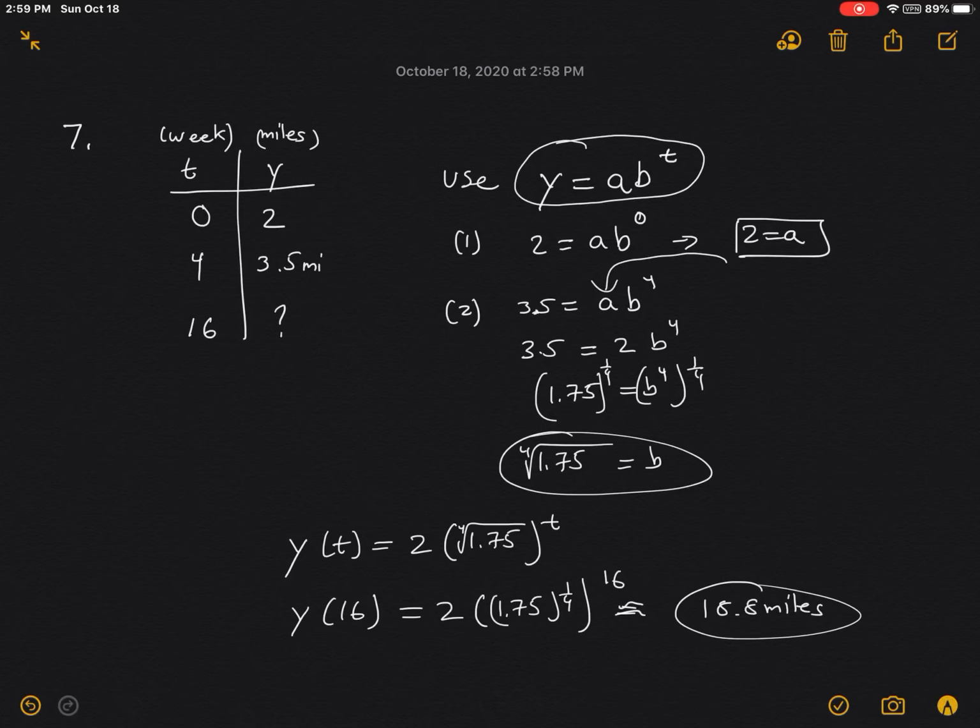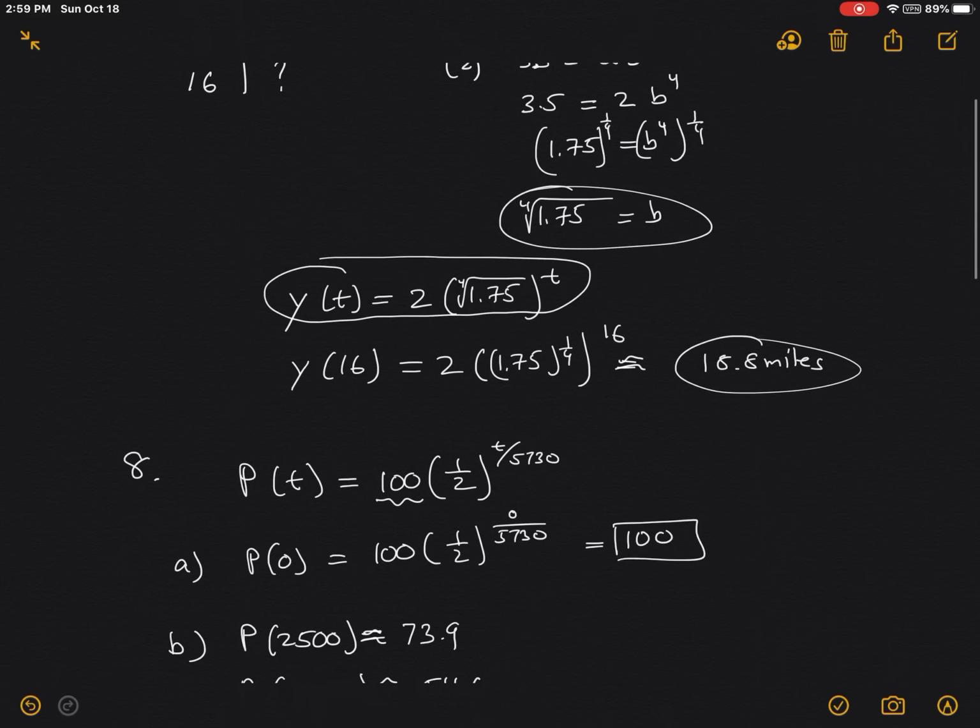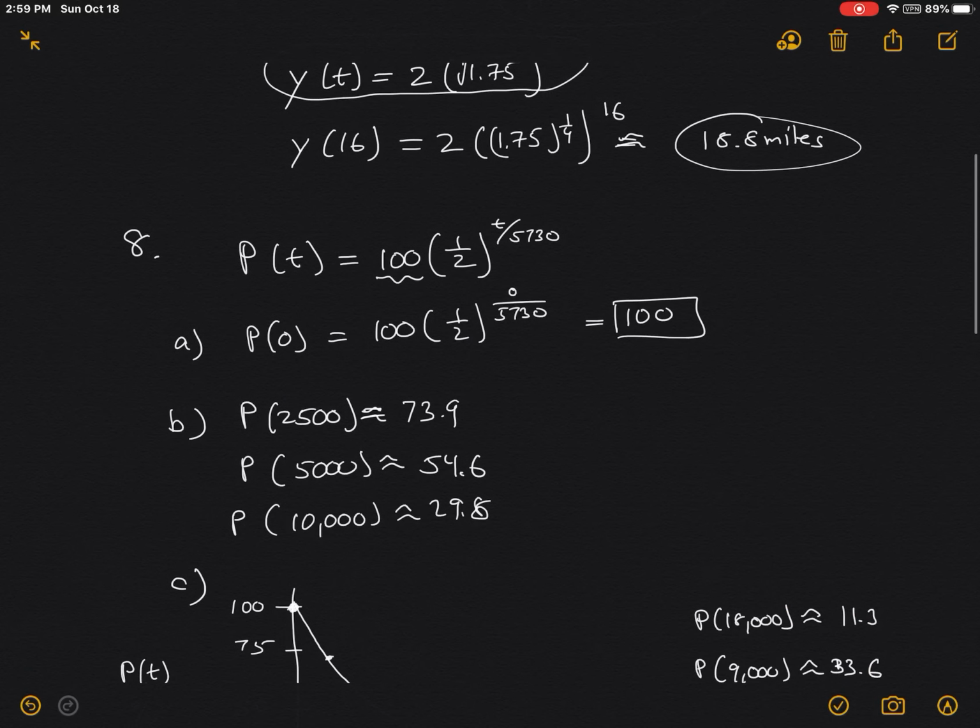Since you already solved for a, you can plug it in over here and get b by itself. So b to the 4th equals 1.75. To get b by itself, you take the 4th root, so b is the 4th root of 1.75. Once you have a and b, this is your equation, and then you can plug in 16 to get 18.8 miles. So that's all there is to number 7.